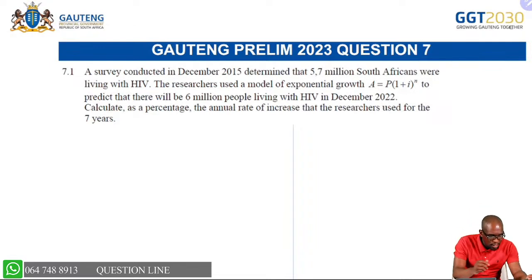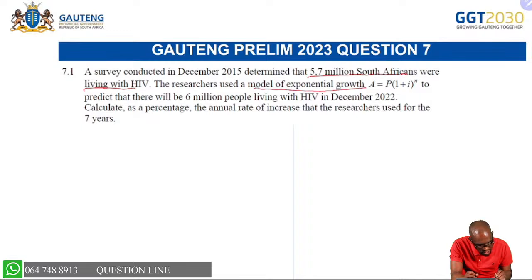Right. Let's look at this question. A survey conducted in December 2015 determined that 5.7 million South Africans were living with HIV. The researcher used a model of exponential growth to predict that there would be 6 million people living with HIV in December 2022. Calculate as a percentage the annual rate of increase that the researcher used for the 7 years.